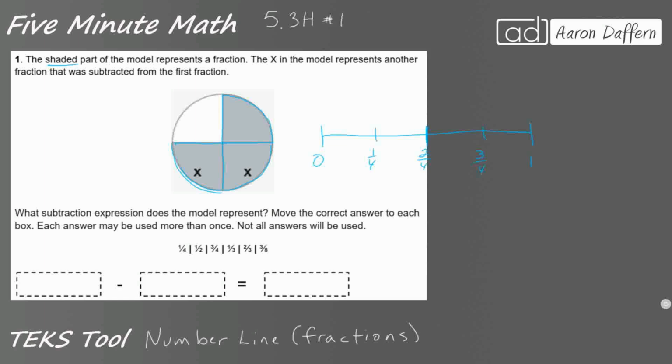It's the same thing. All right, so what we're starting with, we need to start with the shaded part. So the shaded part is going to represent a fraction. And so we can start right here, right? If we wanted to put a starting point, we would put that right there. And then we've got the x in the model represents another fraction that was subtracted. Okay, so we are taking away this section and then this section.